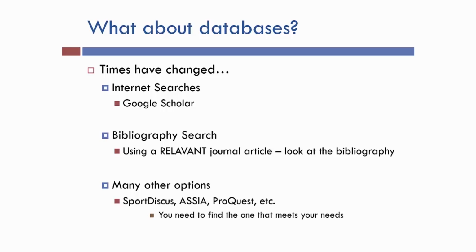So looking at the bibliography, I think, is very important to look around and see where things are, because if you just go to Google Scholar and start looking, you are going to spend a lot of time looking around and reading articles. There are a lot of other options that have been around a long time, and you really need to find one that you like, whether it's SPORTDiscus, ASIA, ProQuest. There are a lot of things out there, and you need to find one and get comfortable with one. It's not to say that one is really good and one is really bad. It's to say that whichever one you pick, you need to be good at.